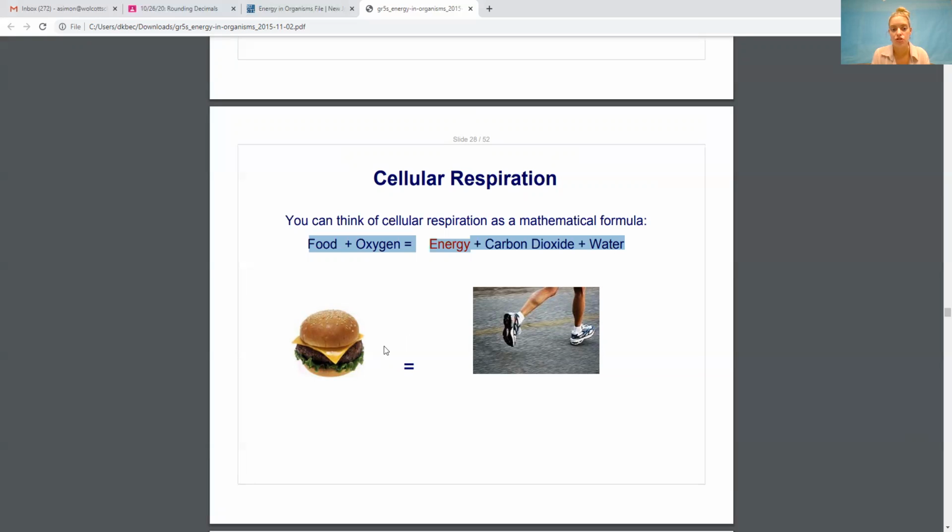Okay, and as you can see, this cheeseburger. As you're eating this cheeseburger, your food is going in your mouth plus that oxygen that you're breathing. And once your body breaks it down, you end up with energy. We breathe out carbon dioxide and water.